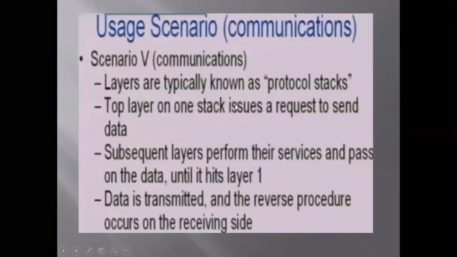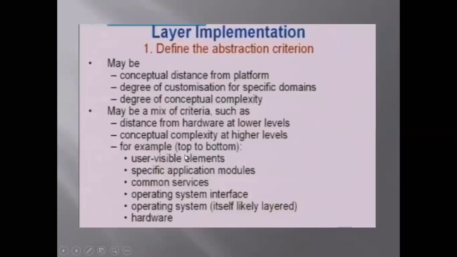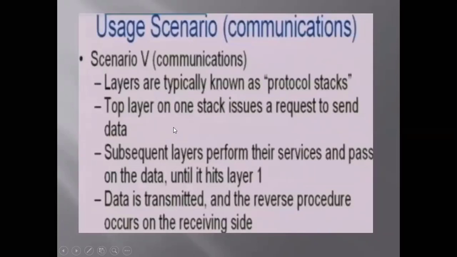And the other is scenario 5. In this, layers are typically known as the protocol stacks. Here one top layer issues a request which will be sent to the lower level, and other subsequent levels will perform the services, until it hits layer 1 and data is transmitted, and the reverse can also happen. You can imagine here the two scenarios of the OSI layers, one on this side, the other on the other side, and from one application to another application how it will happen, top down and bottom up. You can imagine using two different PCs as well.